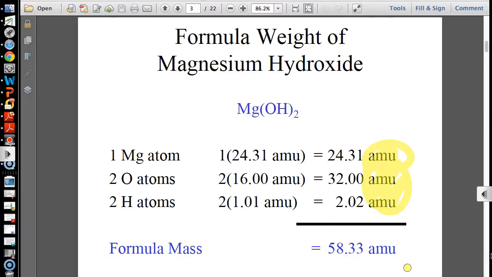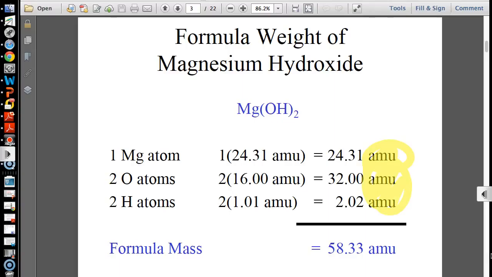In the hydroxide right here, I have two hydrogens and two oxygens. So 2 times 16 is 32, and 2 times 1 is 2. Then I add it up, and I get 58.33. Do you feel okay about that? We're not going to do that like ever again. That's the last time. Got it.